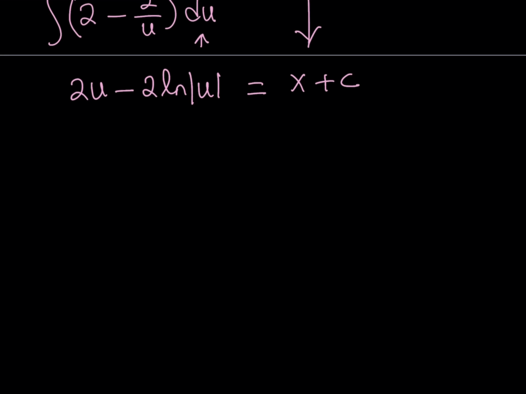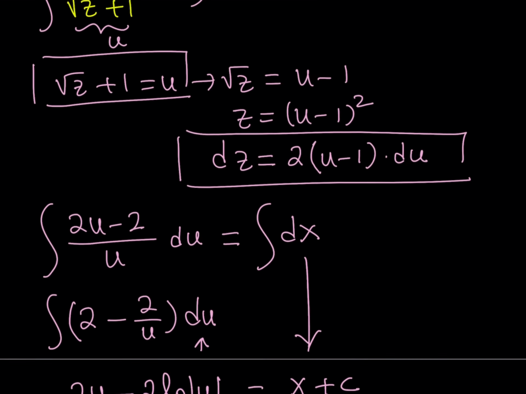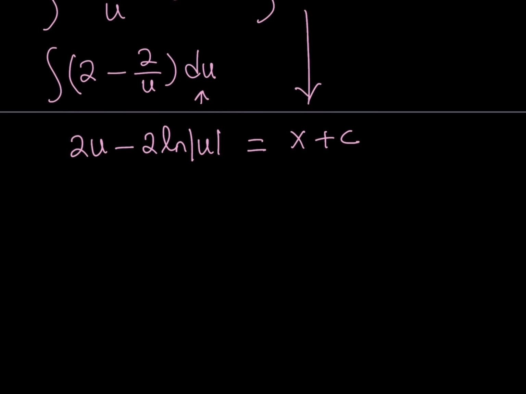Now, at this point, we can basically replace u with what it is. What is u? u is square root of z plus 1. Let's go ahead and do it. So we're going to get 2 times the square root of z plus 1.